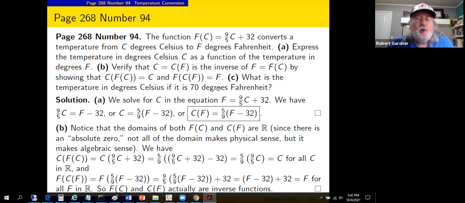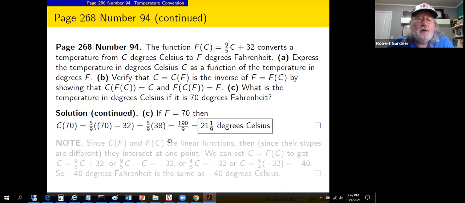The last part says, what is the temperature in degrees Celsius if it's 70 degrees Fahrenheit? Well, we got the formula right here. We'll plug 70 in for F and see what C is. Okay, we had the C function was 5/9 Fahrenheit temperature minus 32. Plug in 70 for the Fahrenheit, and we get 5/9 70 minus 32. 70 minus 32 is 38. 5/9 of that is 190 over 9, which is 21 and 1/9 degrees Celsius for what it's worth.